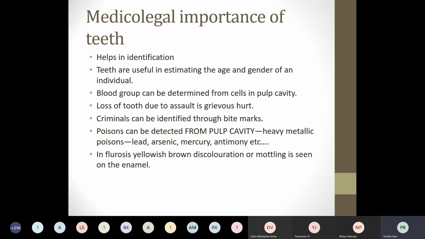So whenever teeth or a mandible is given to you, they will ask you what the medico-legal importance of teeth is. So this has to be told.